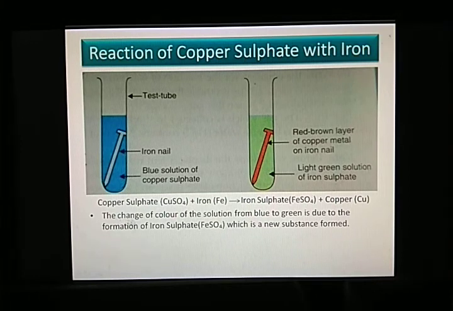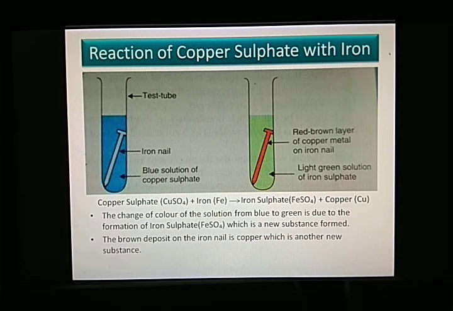We can find out why there is a change in the color of the solution. The first thing that will strike our mind is that the change in color is due to the formation of iron sulfate. Yes, before it was copper sulfate, now the solution has turned into a different kind of solution. It is now called iron sulfate, and that is a totally new substance.